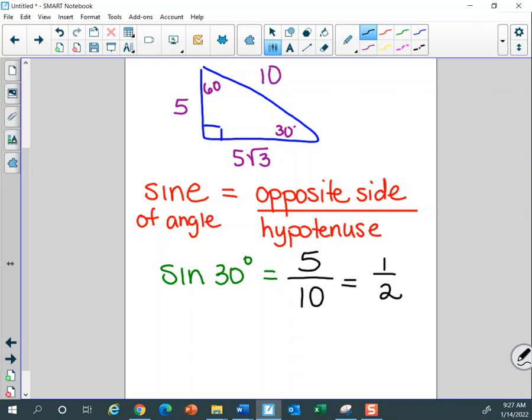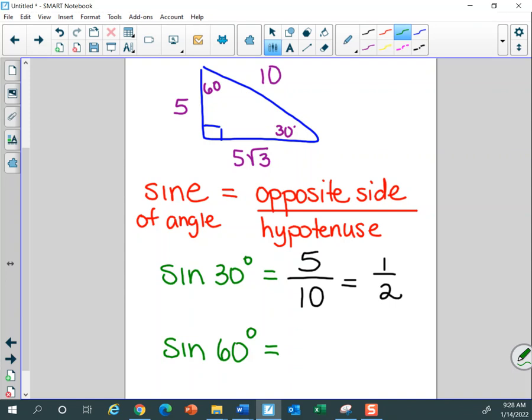If I was doing it from the perspective of the 60-degree angle. And that's what's important here, and this is where I'm going to get up again and do my pointing, right? If we're going opposite over hypotenuse relative to a particular angle, if I'm in the 30-degree angle, here's my opposite over hypotenuse. Hypotenuse is always the hypotenuse. It doesn't change.